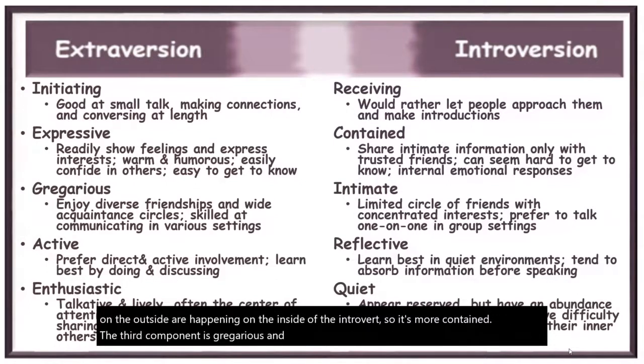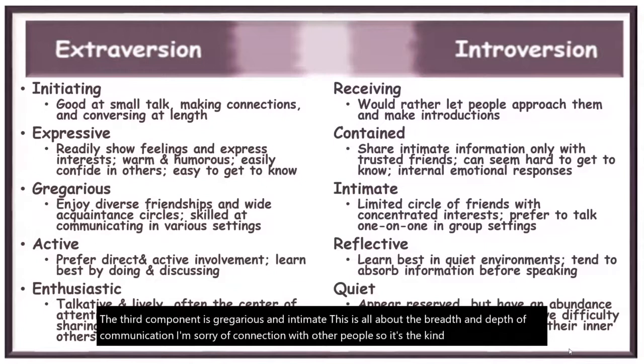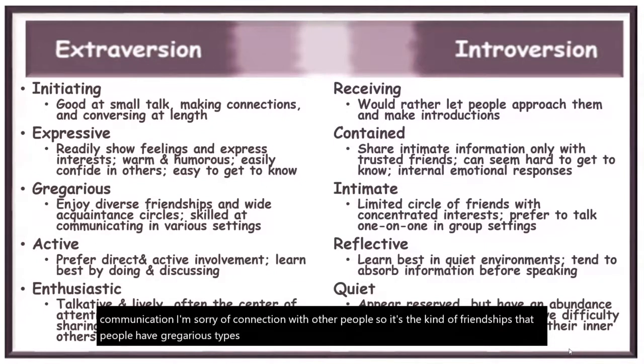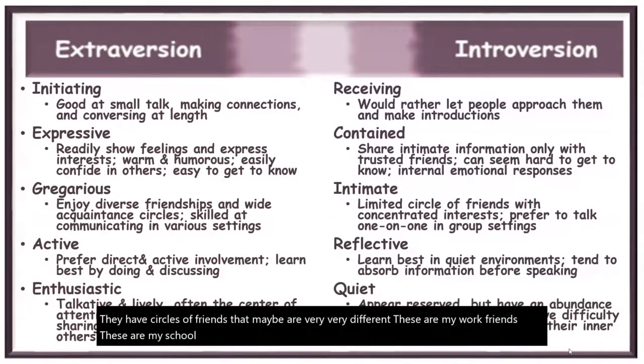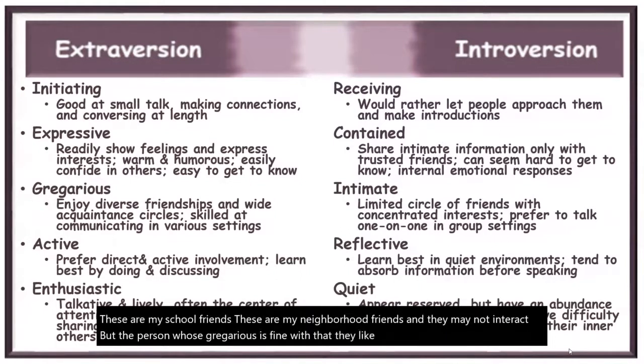The third component is gregarious and intimate. This is all about the breadth and depth of communication, of connection with other people. So it's the kind of friendships that people have. Gregarious types tend to enjoy a lot of different friendships. They have circles of friends that maybe are very, very different. Like, these are my work friends, these are my school friends, these are my neighborhood friends. And they may not interact, but the person who's gregarious is fine with that.